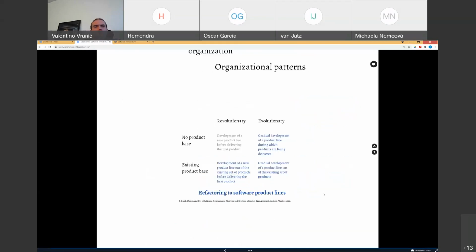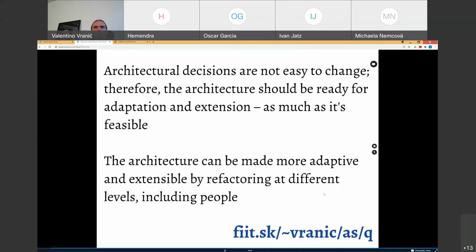And this is it. We are at the end of what I wanted to tell you in this lecture. At one point, as I said, architectural decisions are not easy to change. Therefore, the architecture should be ready for adaptation and extension as much as it's feasible. And the other thing that we talked about is that the architecture can be made more adaptive and extensible by refactoring. So if you did not manage to make it sufficiently adaptable and extensible in the first place, then you are correcting this by refactoring at different levels, including people.